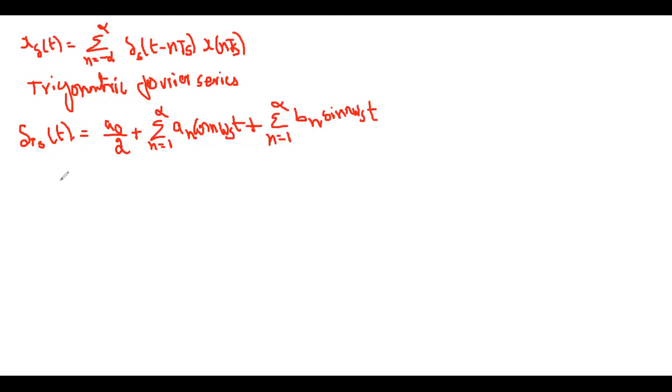So x delta of t is a function of x of t into the sampled version, delta Ts of t.